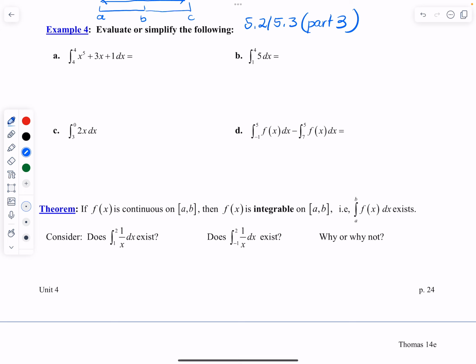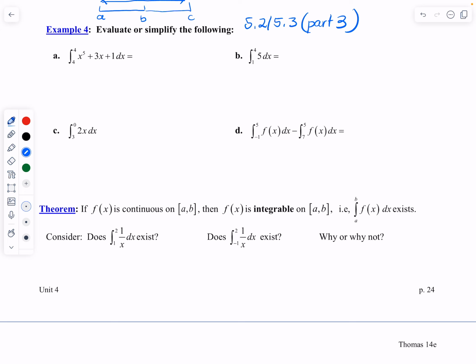This is 5.2/5.3 part 3. If you did not watch the first two videos for this section, please go back and do so, because they explain some of the rules of the definite integral, and they also talk about Riemann sums. So let's continue on with example number 4.